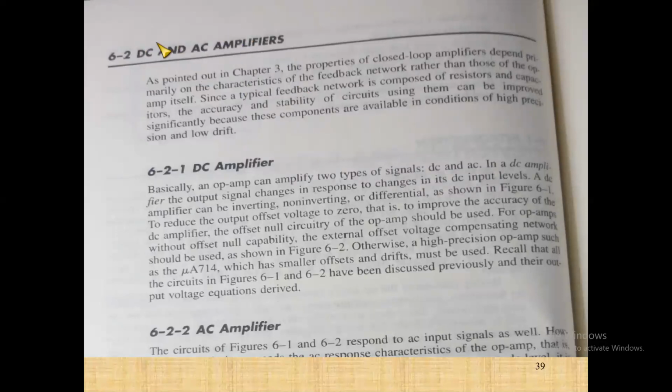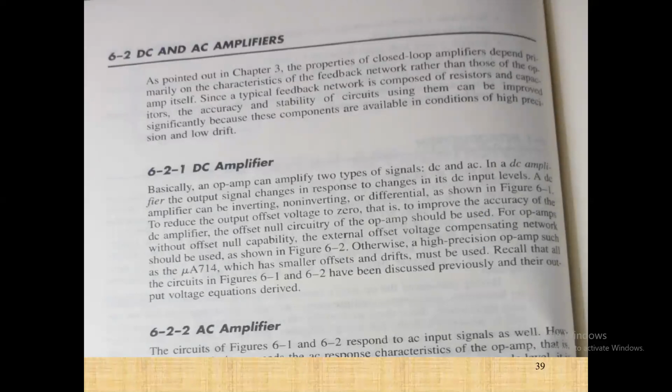So when we come to the DC amplifier, the difference will be that the output offset voltage is a bigger issue and it should be reduced to 0. We should somehow reduce it to 0. To reduce it, we need to adopt offset null circuitry, or sometimes what is known as the external offset voltage compensating network. Either the offset null circuitry or you can use the external offset voltage compensating network.